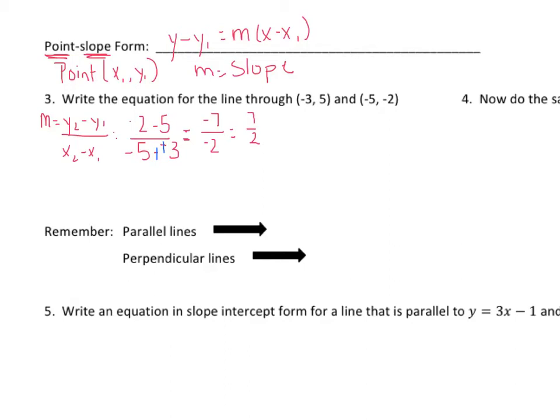You want to keep your slope as an improper fraction because you don't want to change it to a decimal or a mixed number, because slope is rise over run, so you want to keep it like that.